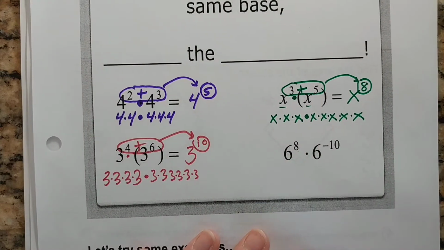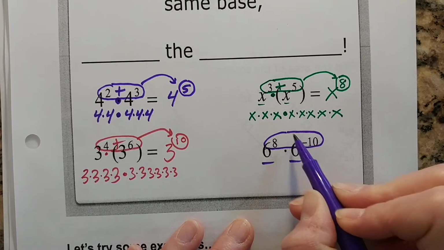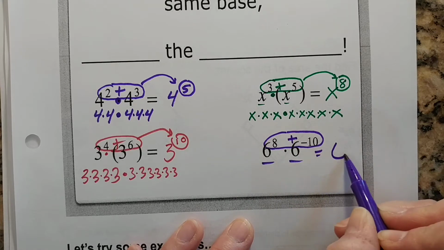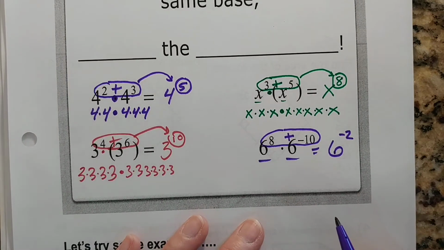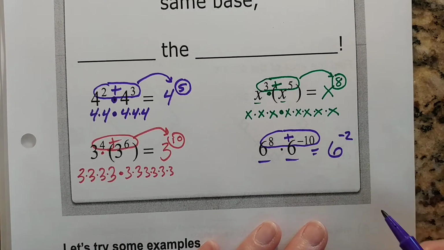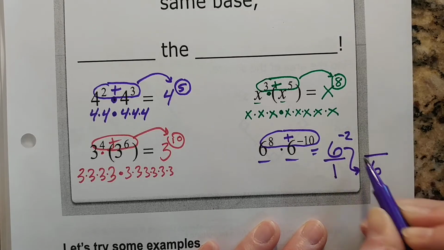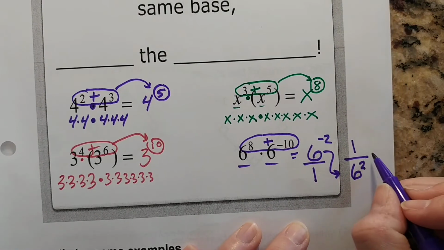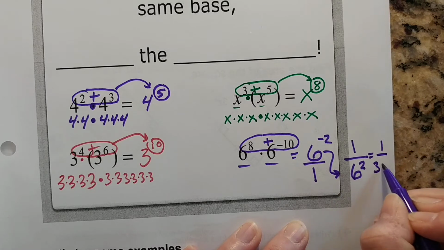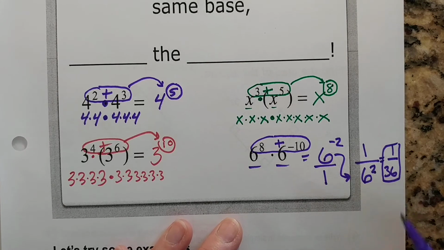So let's take a look at this one. Multiplying powers with the same base, I should be able to just add the exponents. So I'm going to go right on ahead and do that. But then the base stays the same. 8 plus negative 10 is negative 2. Now of course I wouldn't leave my answer like this because I can't have a negative exponent. Write it as a fraction, bring it downstairs, the base stays the same, but the exponent becomes positive. Now I can simplify. 1 over 6 times 6 is 36. So this expression right here would simplify to 1 over 36.